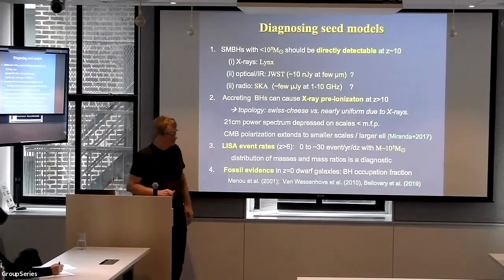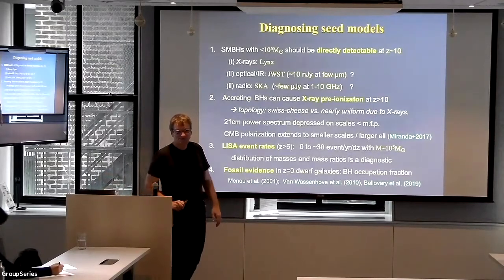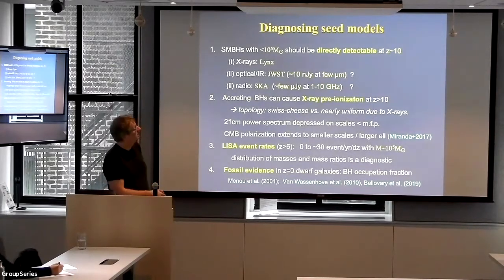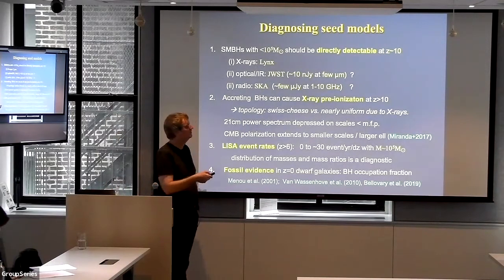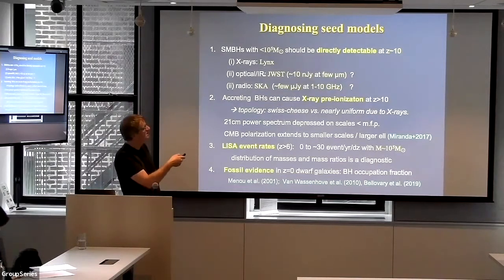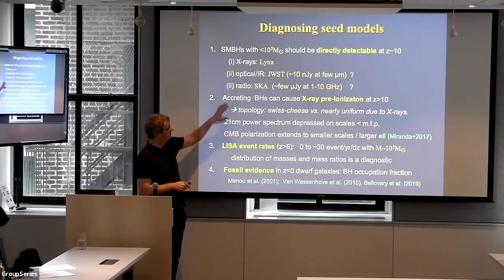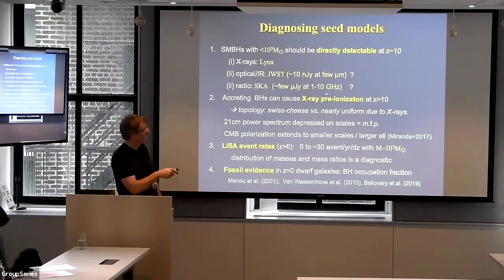Let me just throw out 4 ideas which could be useful to disentangle what happens. The first is direct detection. Lynx is an X-ray telescope which could actually go to about several times 10^4 solar mass black holes at redshift 10, directly detecting them. JWST can do that in some long integration. In the radio, maybe you can see these. So these are hopes for direct detection.